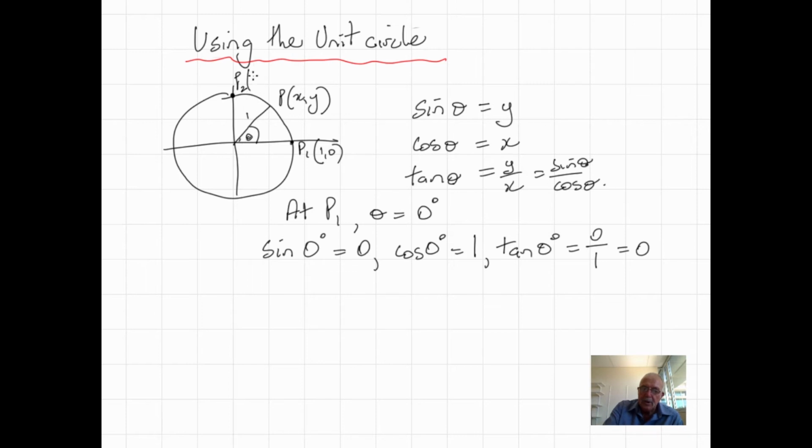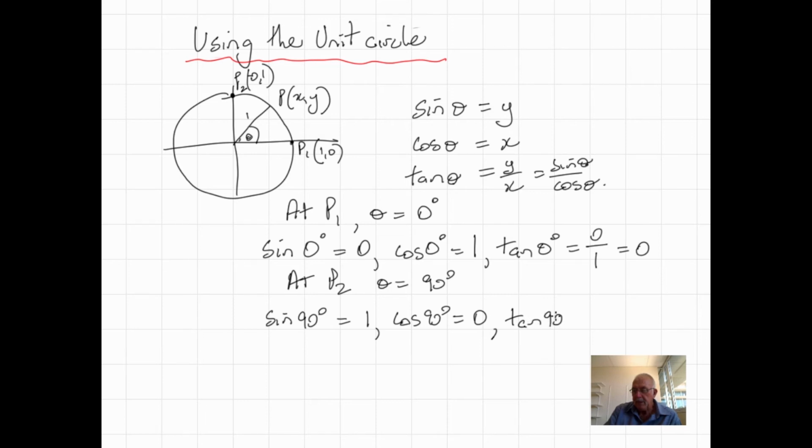If we move point P up to here, so this is P2, the coordinate of that point, if it's a unit circle, will be (0, 1). So at P2, theta is equal to 90 degrees. And so you've got the sine of 90 is equal to, now sine is equal to the y coordinate. What is the y coordinate up there? That's equal to 1. And the cos of 90 degrees is equal to the x coordinate up here at P2. What's the x coordinate? It would be 0. So the cos of 90 is 0.